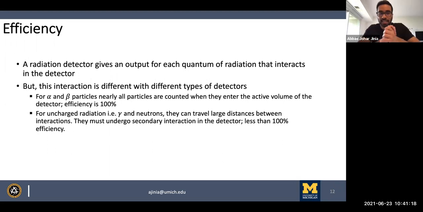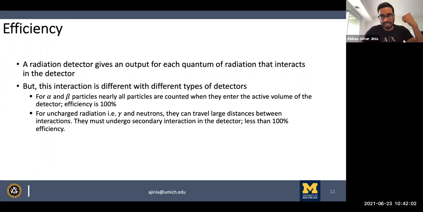So the efficiency in this case is 100%. But for uncharged radiation, like gamma and neutrons, first they undergo secondary interactions, and when they undergo secondary interactions, it's not quite sure how much energy they're going to deposit. And also they can travel very large distances between the two interactions. For example, a gamma ray undergoing a Compton scatter can travel large distances between two Compton scatters. So here the efficiency takes a hit and we will have efficiency less than 100%.